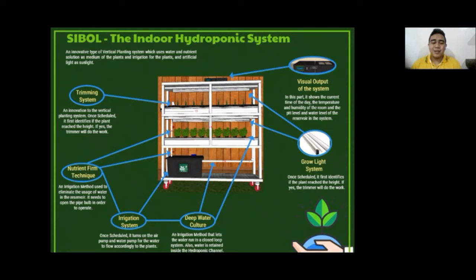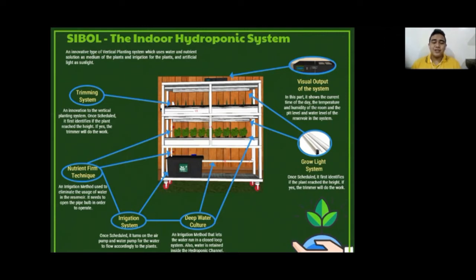The trimming system consists of an identifier section and the trimming section. The identifier section has 2 laser sensors and 2 photodiodes that obtain the height of the plants. Once the photodiode does not receive any input from the laser sensor, it means that the plant is the one covering it, and therefore the system proceeds to the trimming part. The trimming section consists of the cutting section and the moving section.